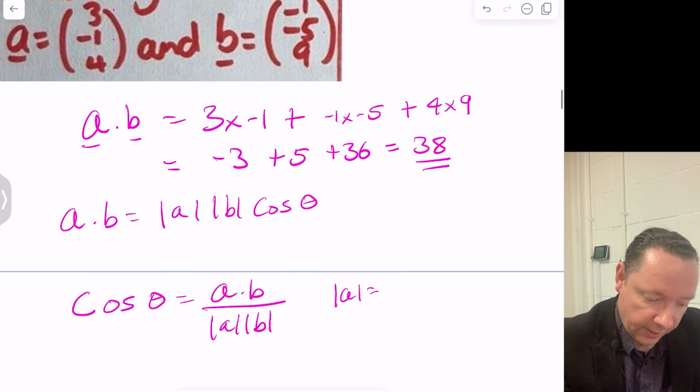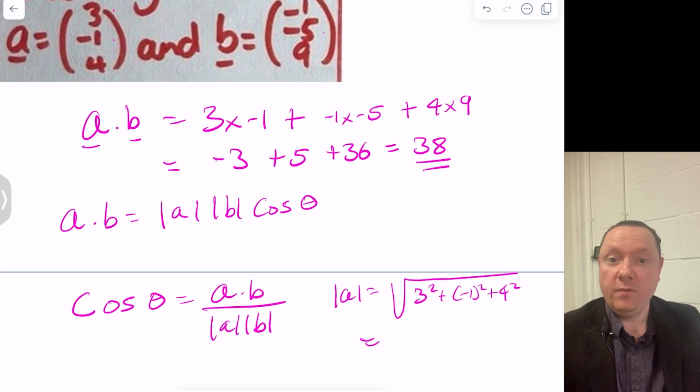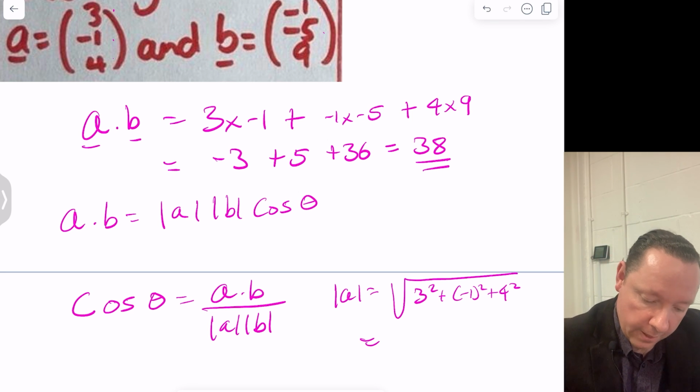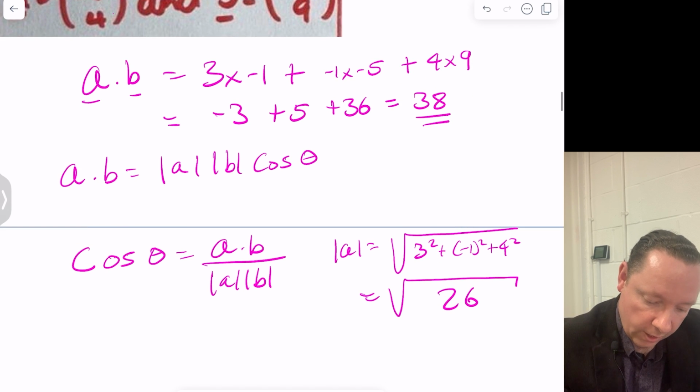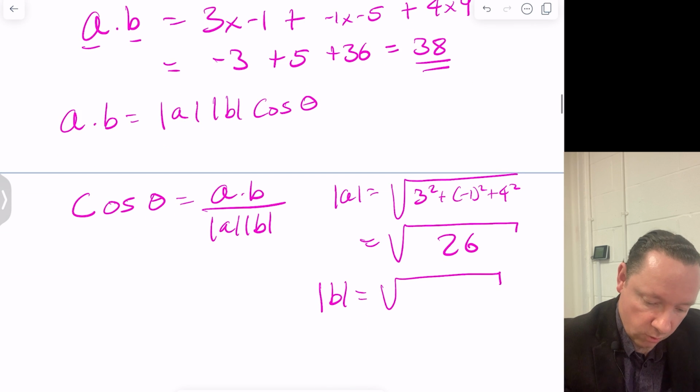The numbers are 3, minus 1 and 4, so it's just the square root of 3 squared plus minus 1 squared plus 4 squared. I'll leave it as that and not even simplify it because I'm going to use a calculator to get the angle. So that is 9 plus 1 is 10, 10 plus 16 is 26. So there we are. And the size of B is the square root of minus 1, minus 5 and 9. So minus 1 squared plus minus 5 squared plus 9 squared.